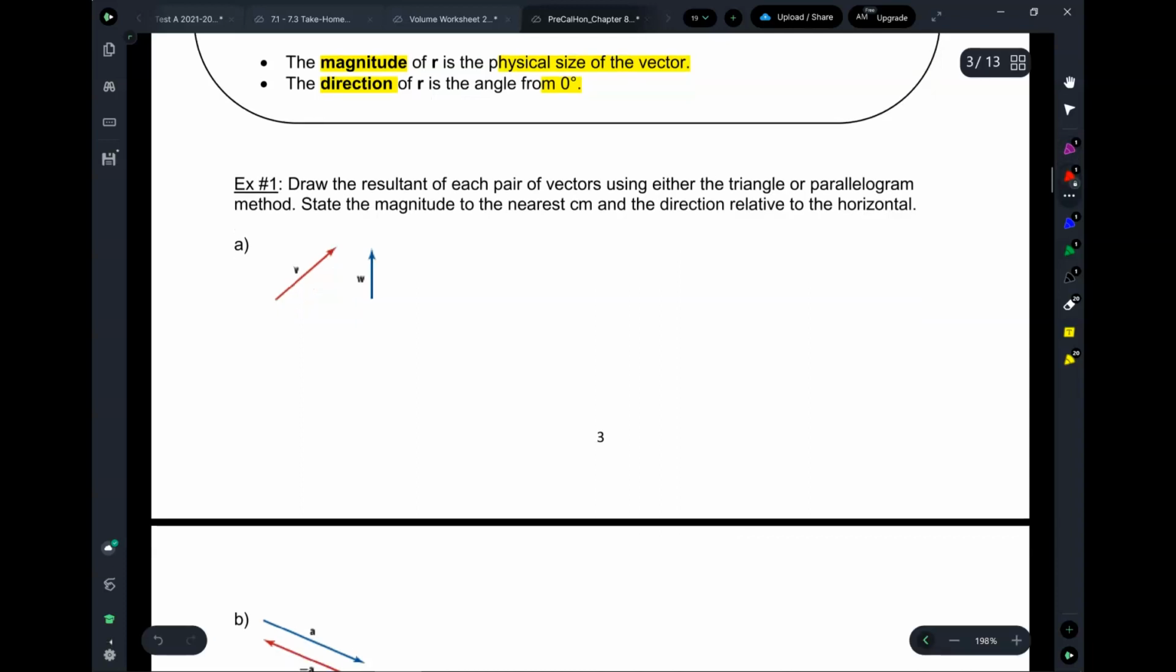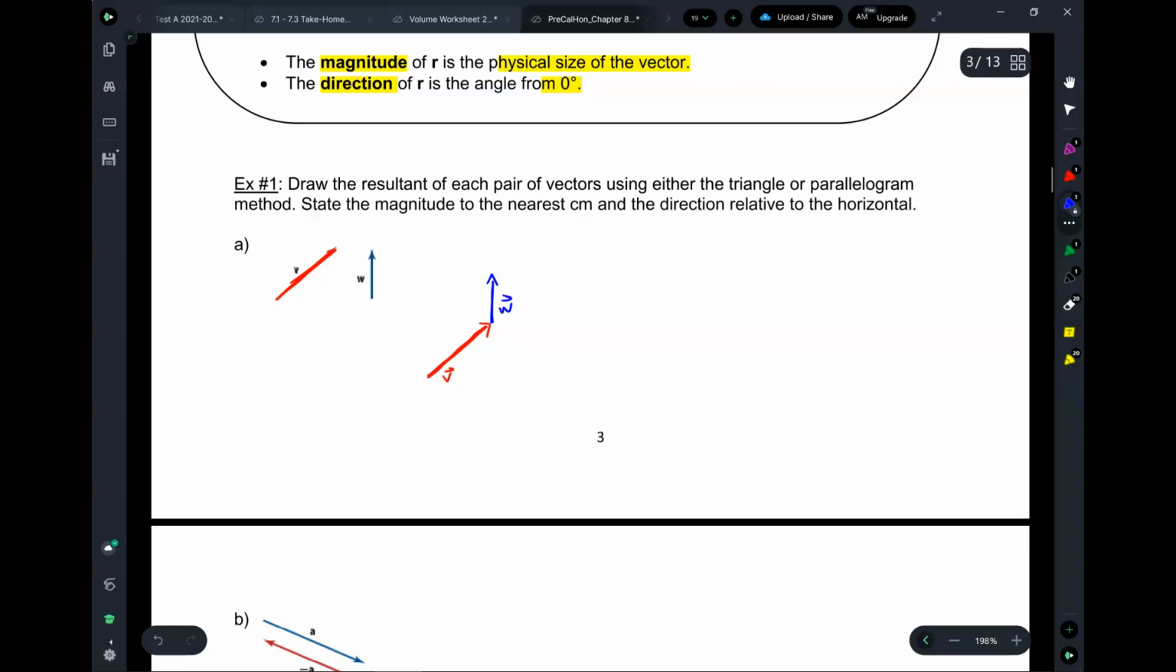Okay? So, take a look at V here. We want to draw V plus W. Okay, so what I'm going to do is take this, reproduce it here. You don't have to be super precise with this. Again, I just want to get you used to the idea of how to draw the resultant. So this is vector V, yes? We're going to take W and translate it so that it's at the tip of this one. So W here.